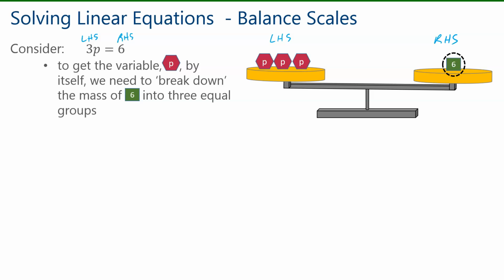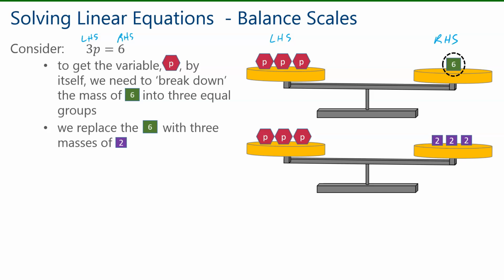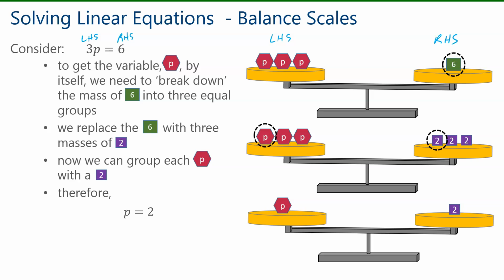So to get the variable p by itself, we have to break down the mass of 6 into 3 equal groups, which will then correspond to the 3 p's on the left-hand side. If I want to take 6 and break it down into 3 equal groups, that's going to give me 3 masses of 2. We can group each p with a mass of 2. And then what that tells us, of course, is that p equals 2. We have isolated one hexagon, one p, and that p corresponds to a 2. We have solved the equation.